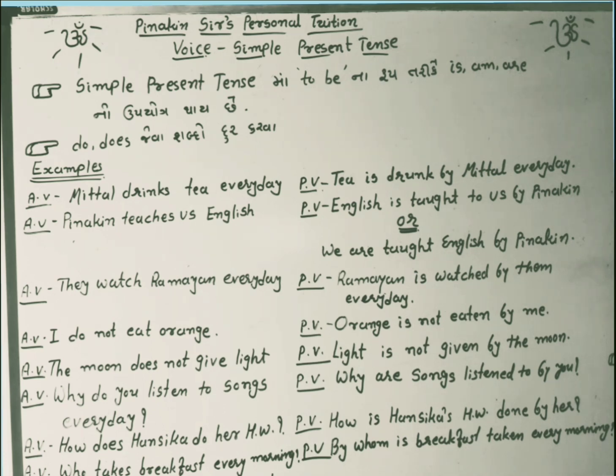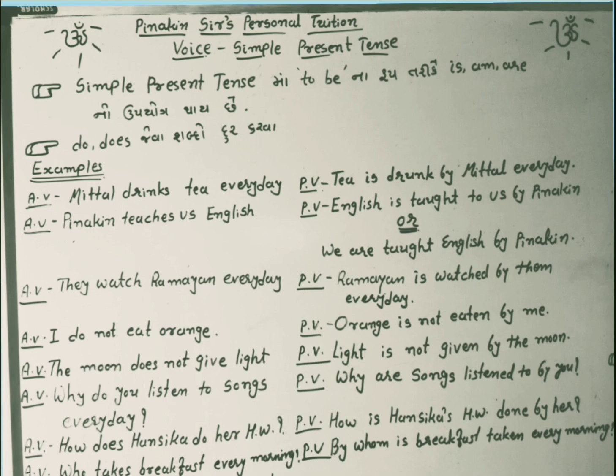First we'll use English as an object. So English will be used in the beginning of the sentence. English is taught to us by Pinakin. Or we can write it in this way, using us as an object. Us becomes we. We are taught English by Pinakin.